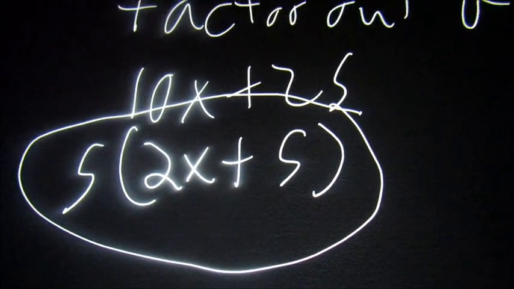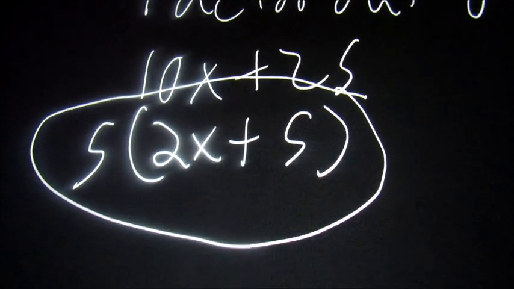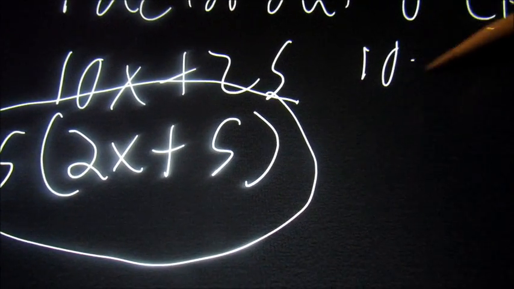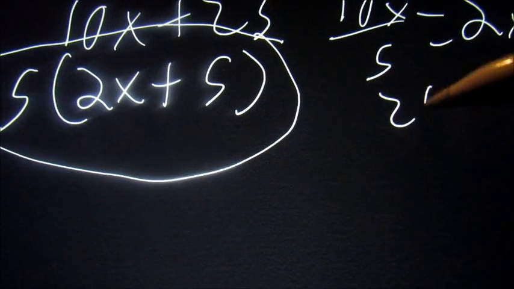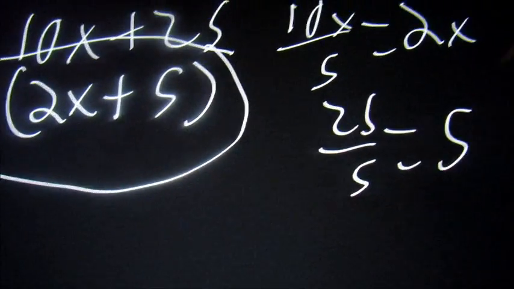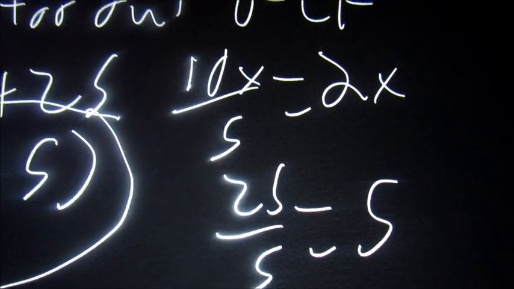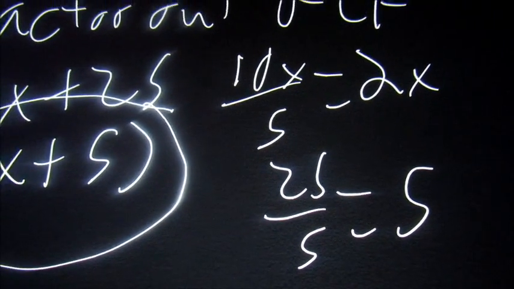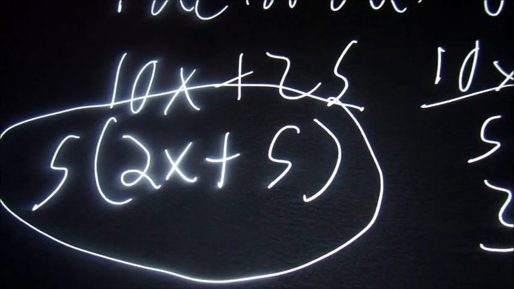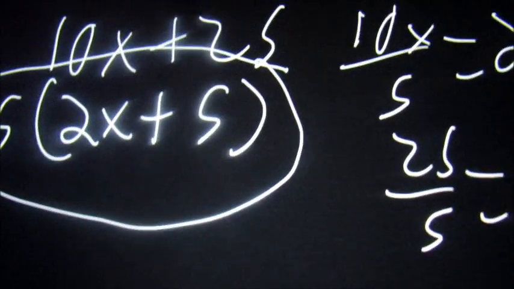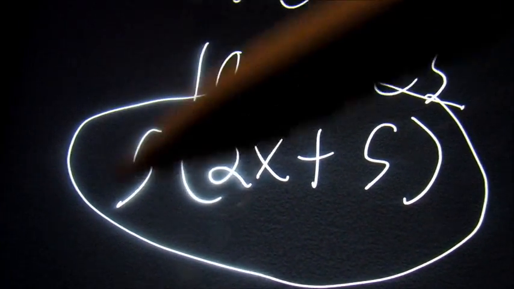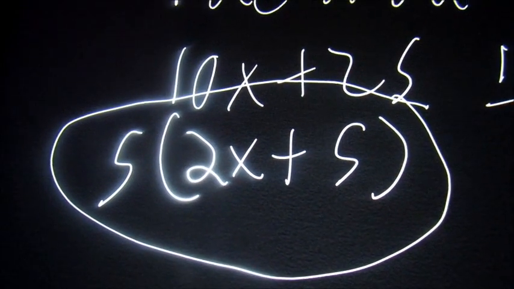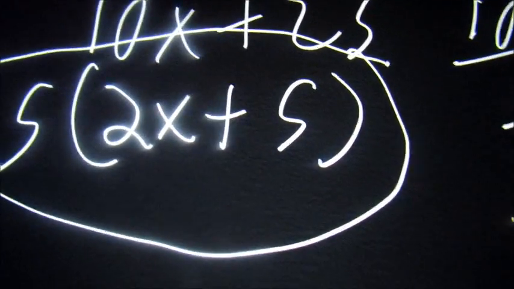Now what I did, I found the greatest common factor, which is 5. And then I did 10x divided by 5 equals 2x, and 25 divided by 5 equals 5. That's what we're doing when we're factoring something out, is we're dividing every single term by the greatest common factor. The greatest common factor is going to be on the outside of the parentheses, and what's inside is what we have left.